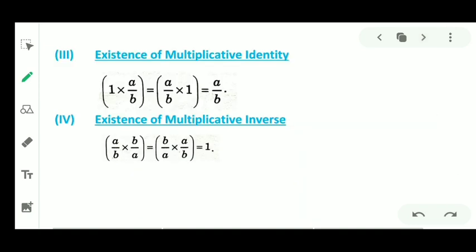Now existence of multiplicative identity. If you multiply 1 with a rational number, then you will get the same rational number. Here 1 multiplied by a by b will become a by b. So 1 is the multiplicative identity of a rational number.